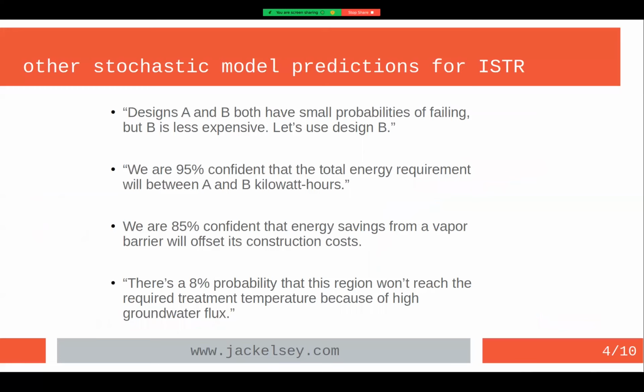Here are some other examples of how stochastic modeling will be useful for your thermal remediation projects. Stochastic modeling will tell you what the probability of system failure is, allowing you to make informed design decisions. It would also allow you to make an interval estimate of the total energy required by a given system design. Some design elements like vapor barriers are expensive, and stochastic modeling will tell you the probability that such design enhancements are actually worth their construction cost. And finally, these model predictions would have a spatial element to them as well, allowing you to identify areas that are at high risk of subpar treatment.